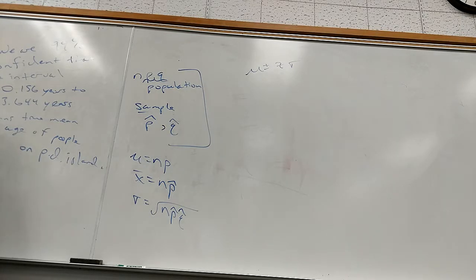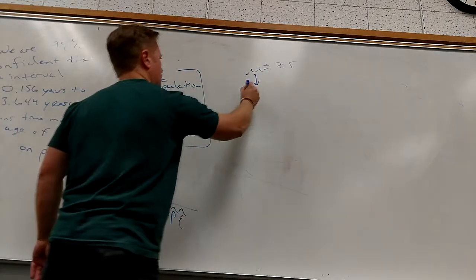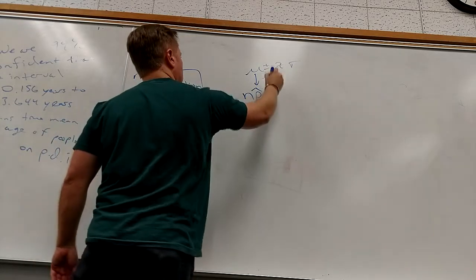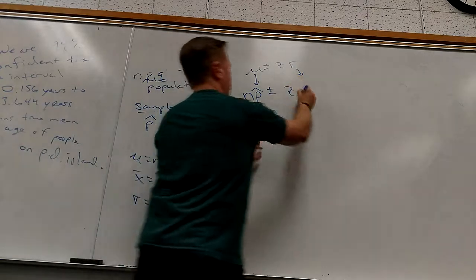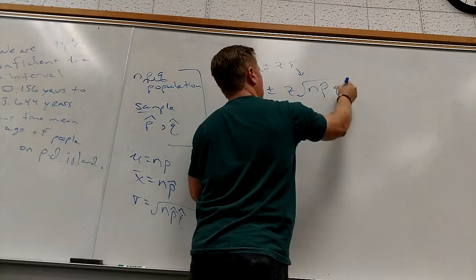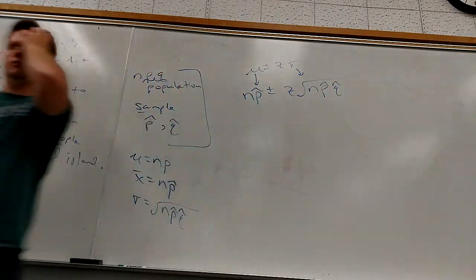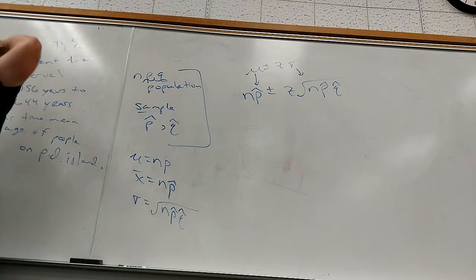They're just wearing hats. So let me replace this with n, p hat, give or take z. Let me replace sigma with the square root of n, p hat, q hat. There's kind of a problem here.